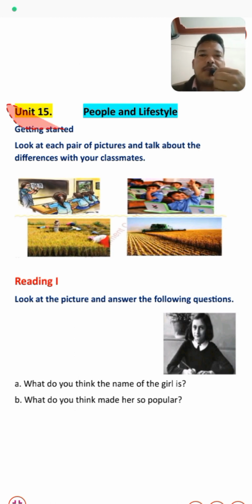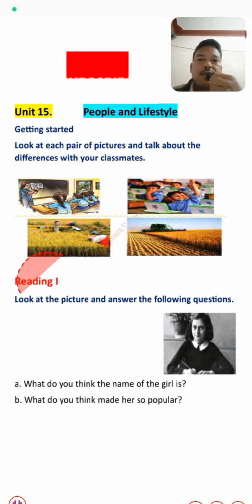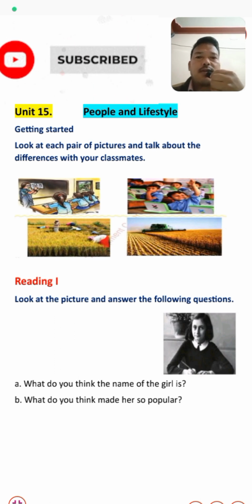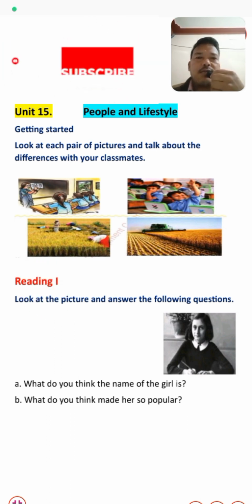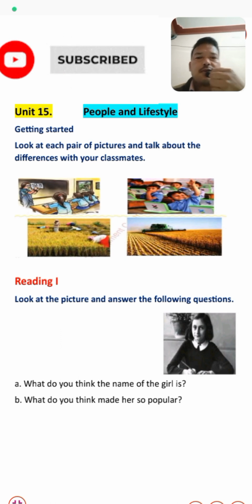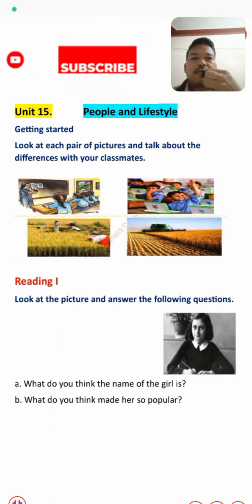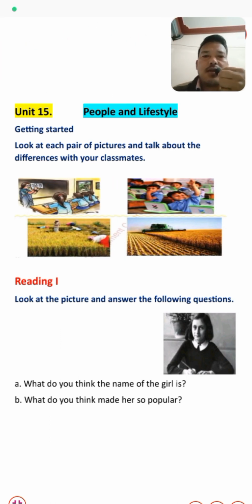In unit number 15, students, we have reading first text that we will discuss in today's class. Before we discuss reading one, students, let's talk about this picture. Here we start, students, the first picture and the second picture and 3 and 4. We have 4 pictures given, students. Look at the picture pairs of pictures and talk about the differences with your classmate. Students, first you need to recognize and identify these picture, then you have to find the difference.